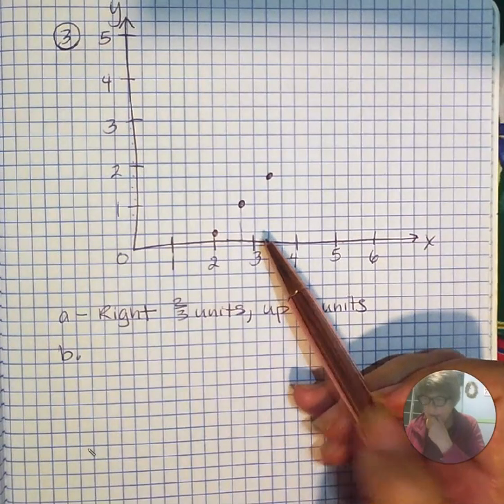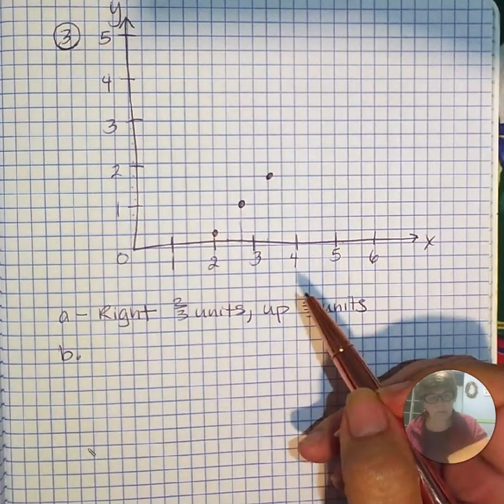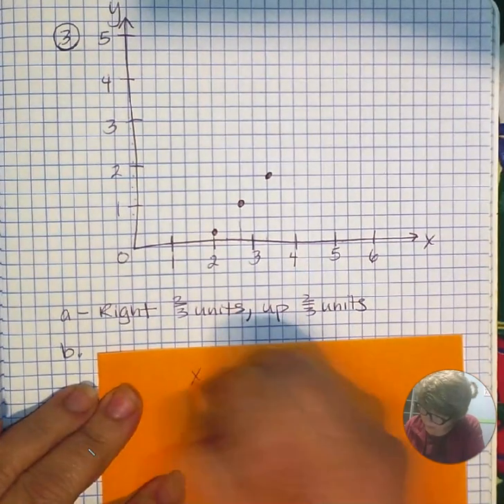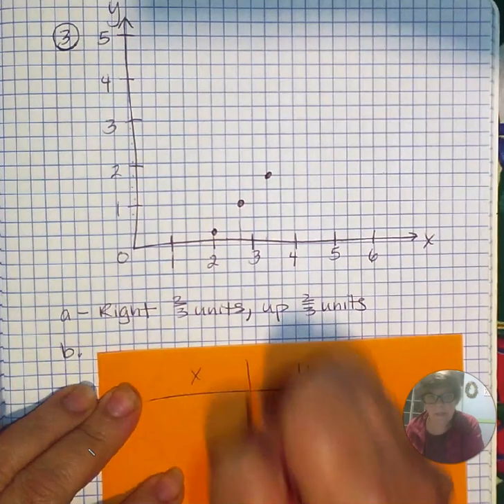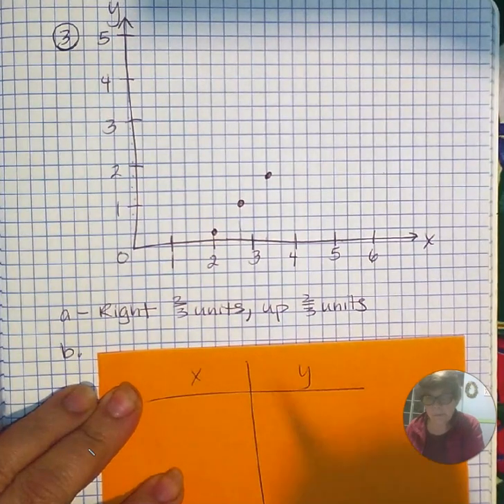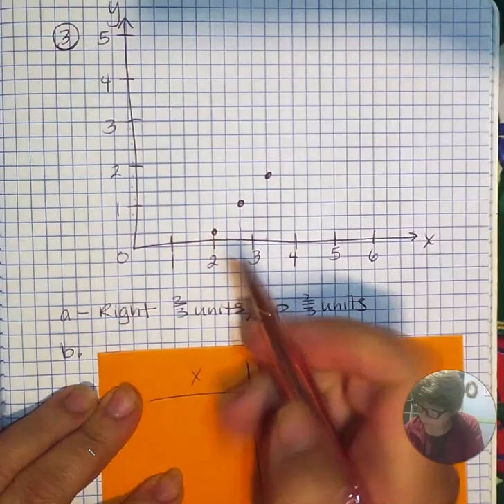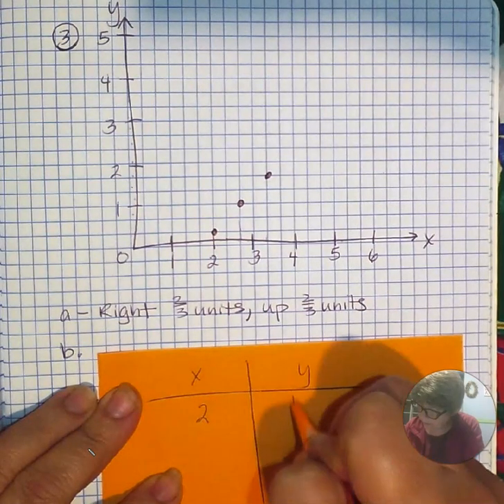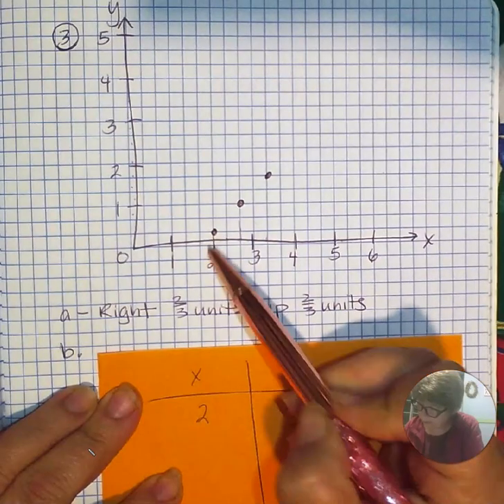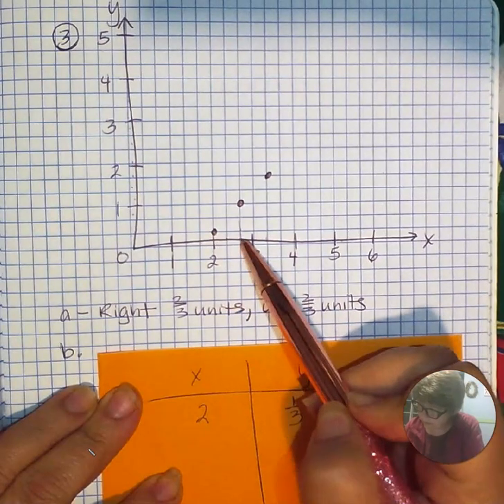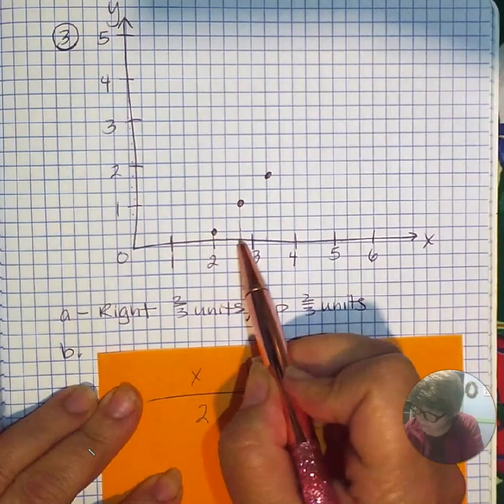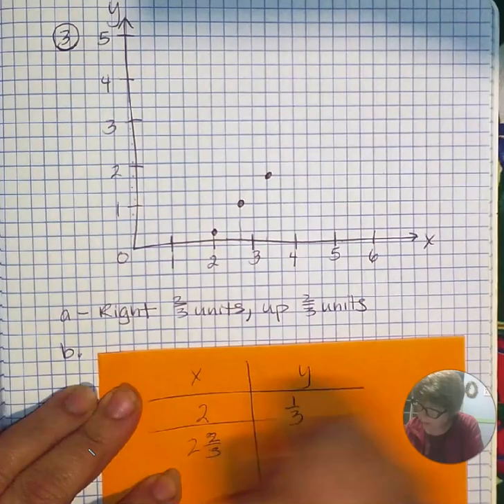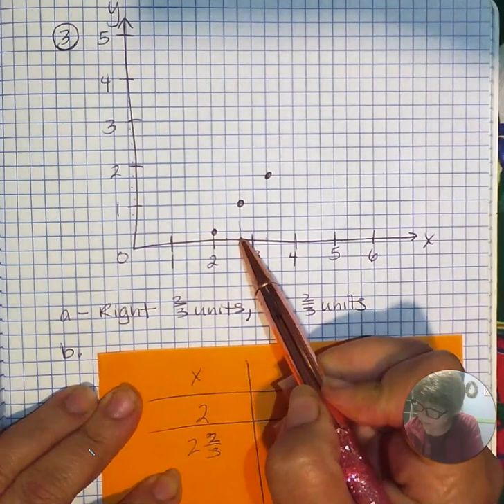We're adding 2/3. So we could make one of those little charts, right, so that it's easier to see x and y. And we have 2 is our x, and our y is 1/3. Then our next x is 2 and 2/3, and our y is 1.